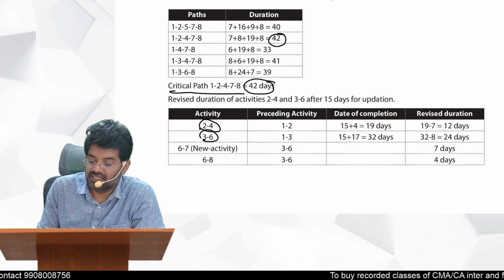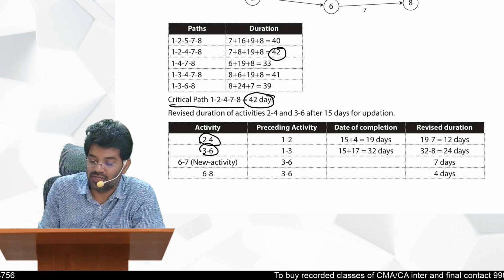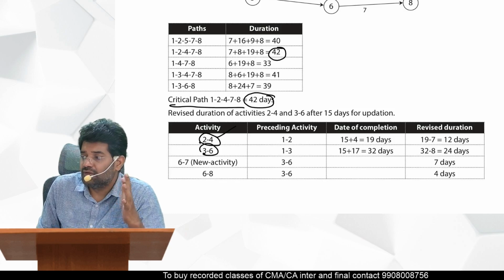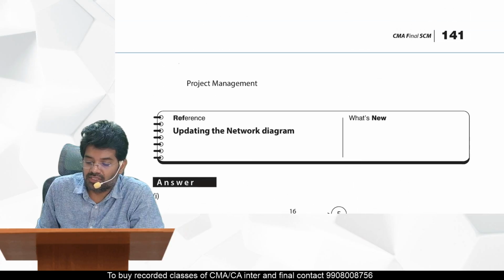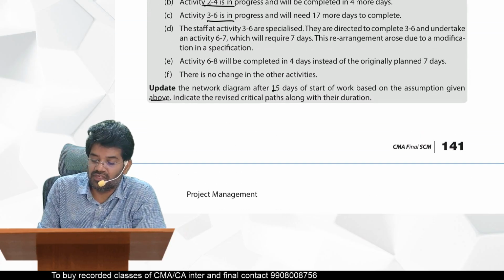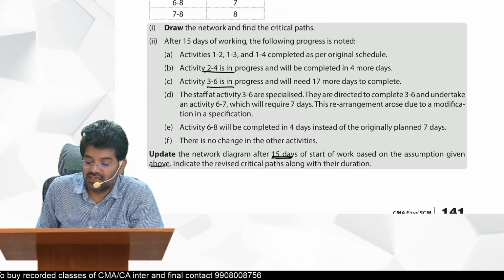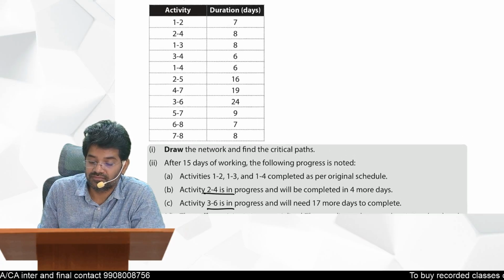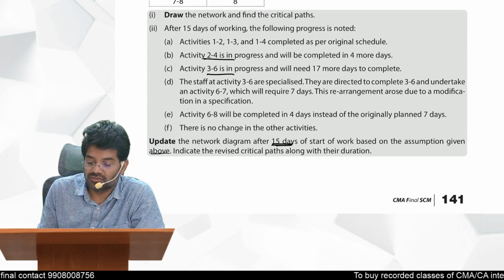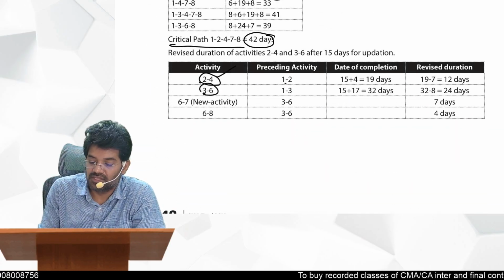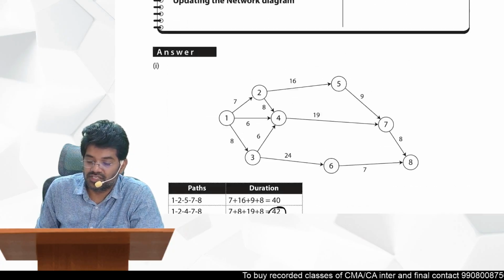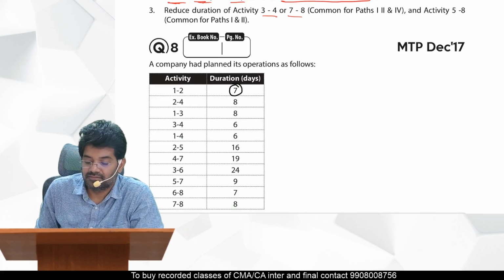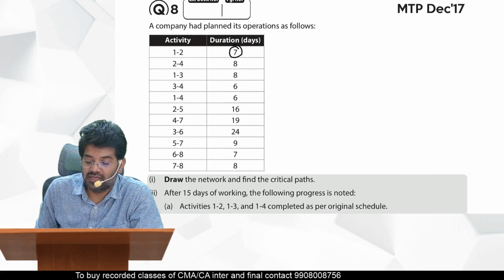And what is the preceding activity? Now what we should do is find out the revised duration of these activities, 2 to 4 and 3 to 6. Now the project has already started. After 15 days we are doing this updation. So what is the preceding activity for 2 to 4? 1 to 2. You can see 1 to 2 is the preceding activity. For 1 to 2, how much duration is required? 7 days are required.